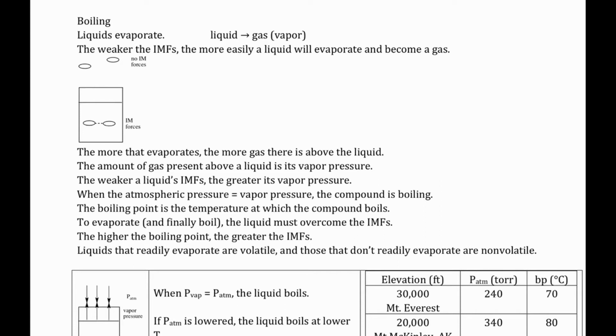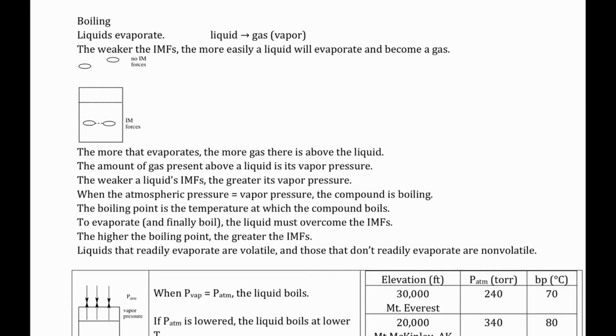When they evaporate, they go to the gas phase, where there are no IMF forces present between molecules. The more that evaporates, the more gas there is above the liquid. The amount of gas present above the liquid is its vapor pressure. The weaker a liquid's IMFs, the greater its vapor pressure.